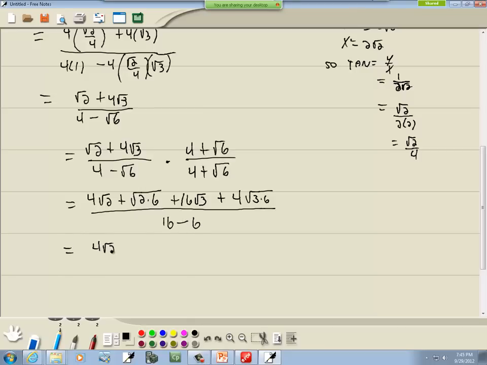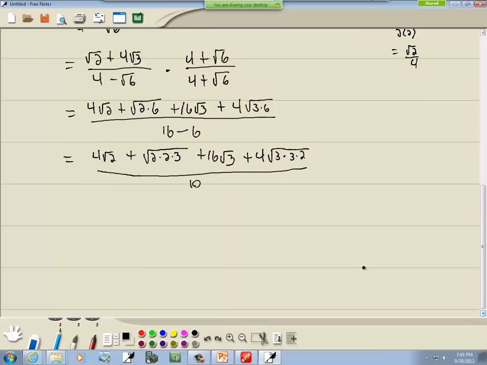So we've got 4 square root of 2 plus, now 6 we can rewrite as 2 times 3, plus 16 square root of 3, plus 4 square root of 3 times 6, which is 3 times 2. And that gives us 10. Well, here we got 2 times 2, so we bring a 2 out, and that gives us 2 square root of 3, plus 16 square root of 3, and here we got a pair of 3s, so we'll bring that out, and that gives us 4 times 3, or 12 square root of 2, over 10.